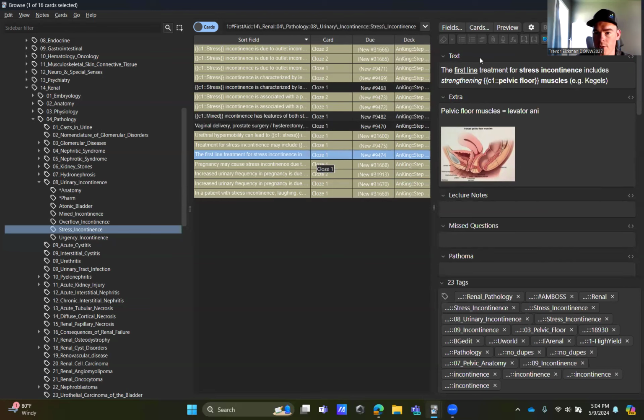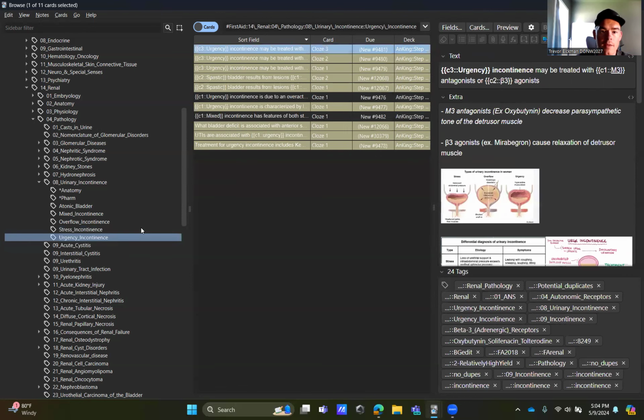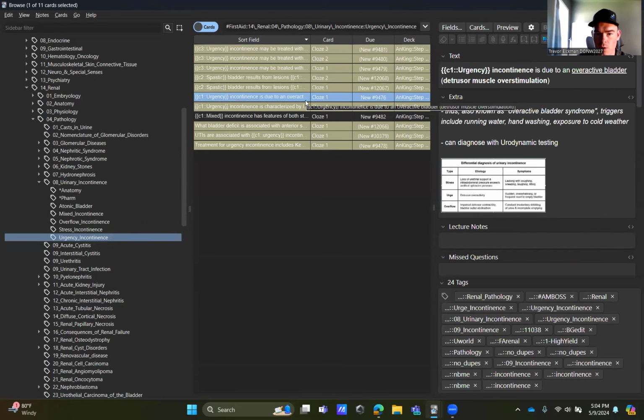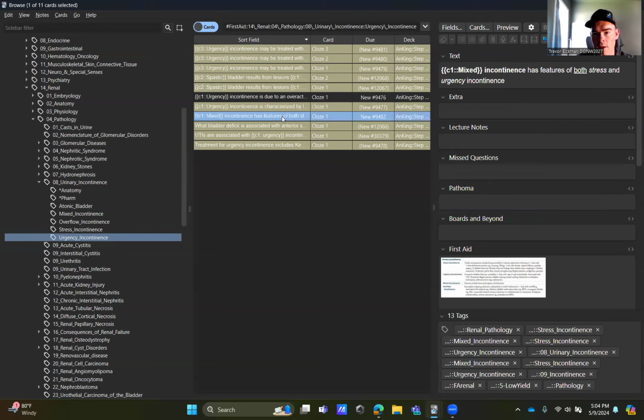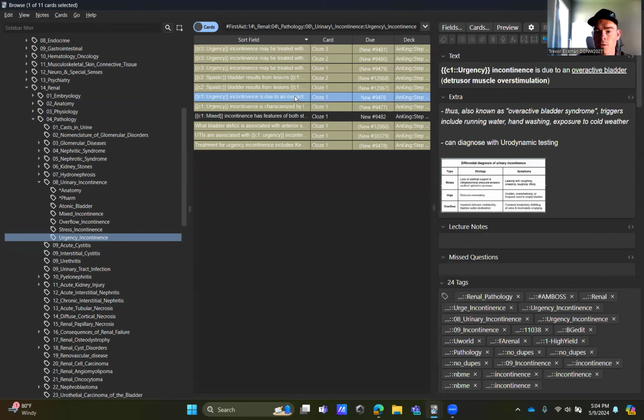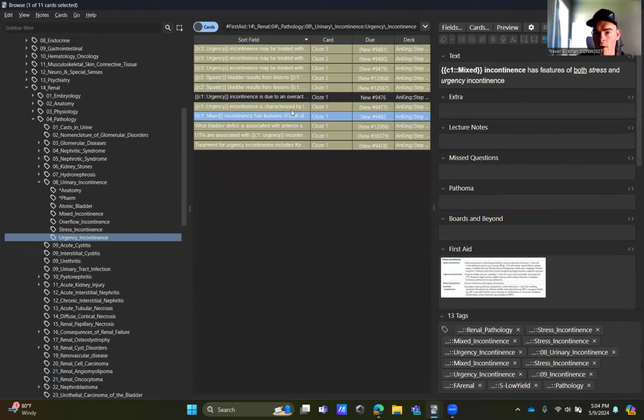number 12, the first line treatment for stress incontinence is pelvic floor. And then urgency incontinence. There's 2 cards here. I believe that is card number 6 and 8. So your urgency incontinence is due to overactive bladder, and then mixed incontinence has features of both stress and urgency incontinence. And that is it. And that's for the micturition lecture on the May 10th calendar, or plan for that day.